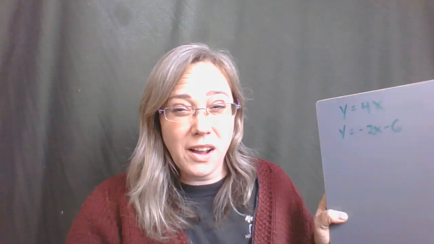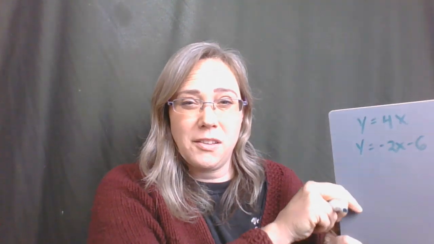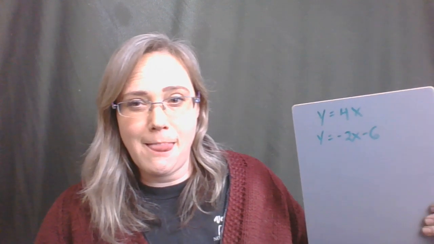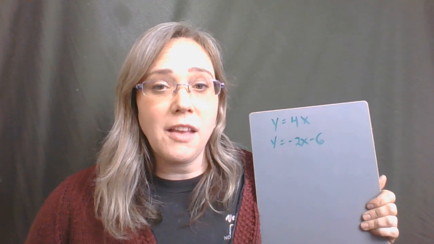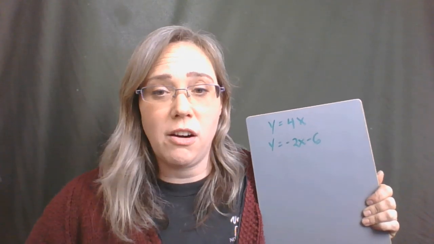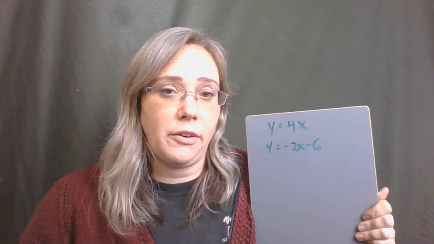So let's actually see what that looks like in person. Let's start with the first one, just as a nice warm up. I'm going to have y equals 4x and y equals negative 2x minus 6. Hopefully you guys can see this. It's not perfect, but it's not too bad either. Okay, so here's the setup for this. You'll see that both of these are already solved for y, so step one is already done.